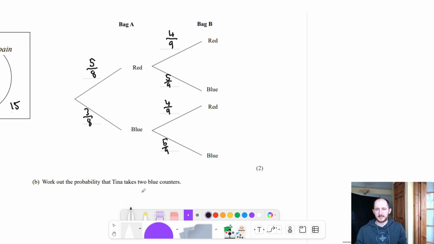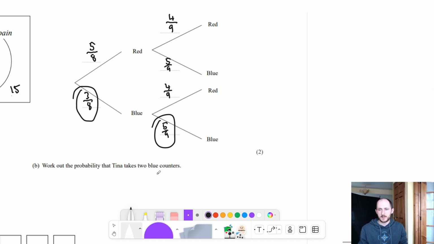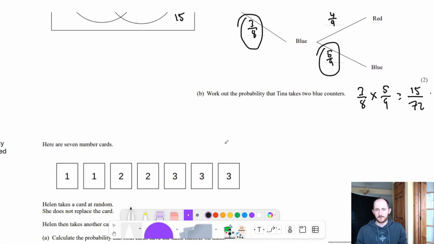And it says, work out the probability that Tina takes 2 blues. Well, it's going to be this probability followed by this one. As you go along a probability tree, you multiply, okay? So that's going to be 3/8 times 5 over 9, like that, okay? So that'll be 15 over 72, okay? Which you can simplify to 5 over 24 if you'd like. So again, across branches should add up to 1. Along branches you always multiply.